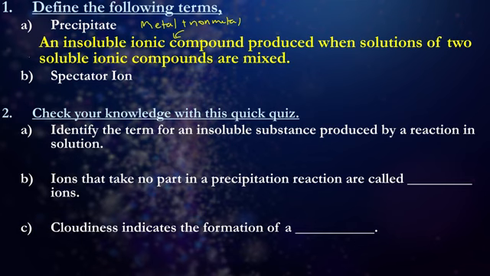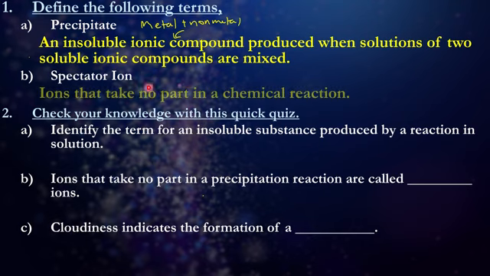All right, so the next thing we're going to look at, okay, the next thing we want to look at is what is a spectator ion. Now, a spectator ion is any ion that doesn't take part in a chemical reaction, okay?